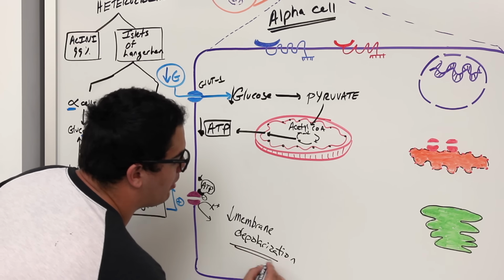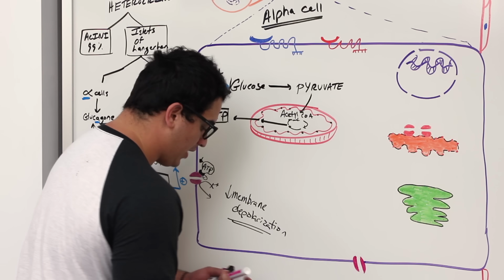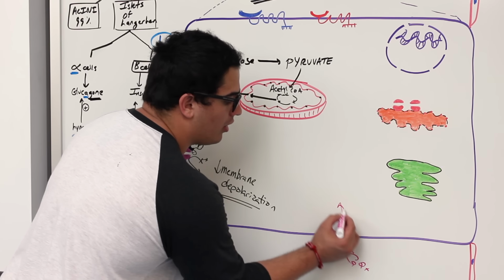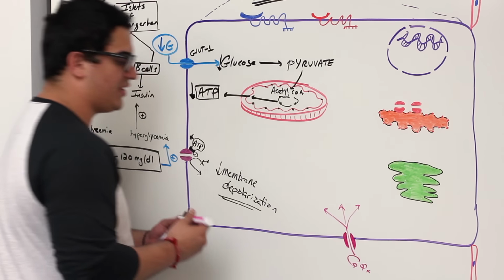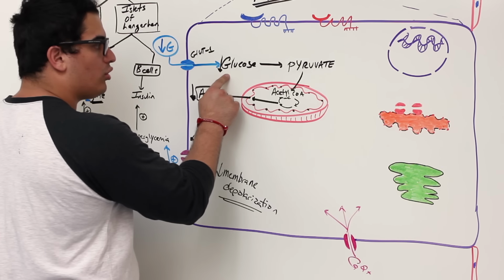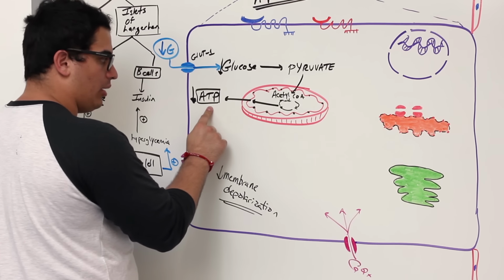If there's less membrane depolarization, this calcium channel is going to be more sensitive to that, and it's going to open up and allow calcium ions to start moving into this vicinity. So let me explain this one more time. Very little glucose makes very little pyruvate, which makes very little acetyl-CoA, which makes very little ATP.